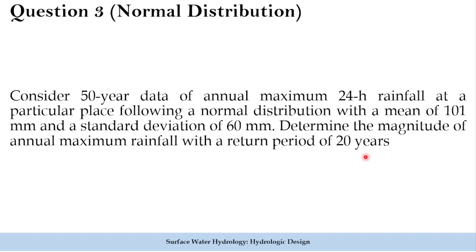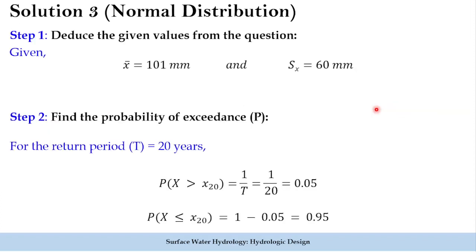So our whole objective in this problem is to find out the magnitude of annual maximum rainfall, and the return period is provided to us. Apart from this, other data is also provided, such as the mean and standard deviation of the normal distribution, and the data length is given to us, which is 50 years, and the duration for which the rainfall data has been obtained is 24-hour rainfall at a particular place. So let us see how we can actually utilize the information given.